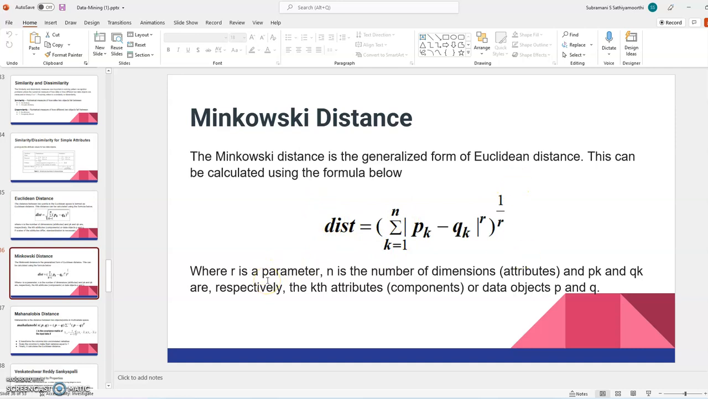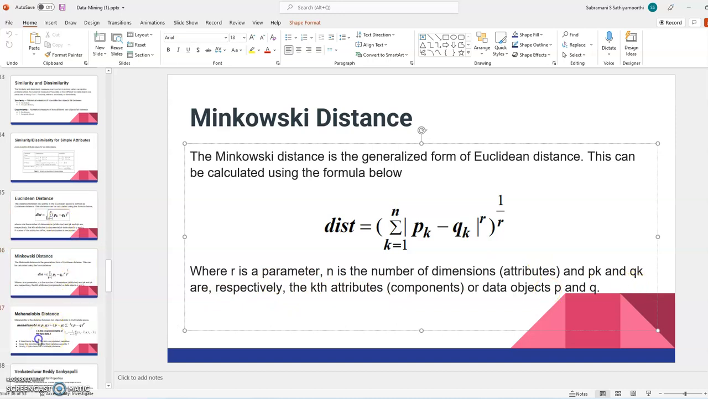So here, that parameter r determines the number of attributes that you have, not the attributes, the number of points that you have. So that's how it is calculated. Here r is a parameter and n is the number of dimensions, and pk and qk are respectively the kth attributes of data objects p and q, which we had already discussed in the Euclidean distance as well.